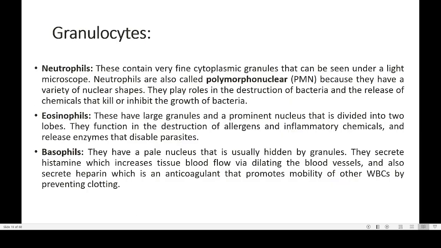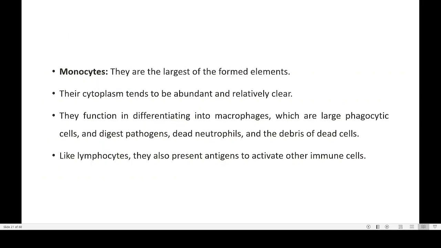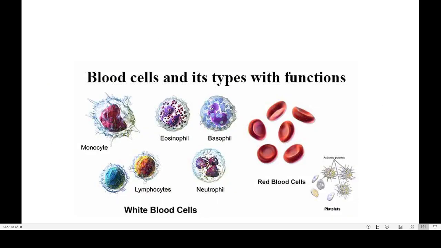Now in the next class we will focus on the features of RBC, which we will be discussing in our next class. So now we stop here.